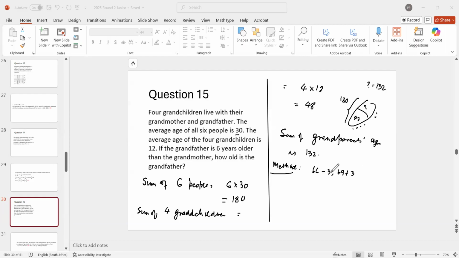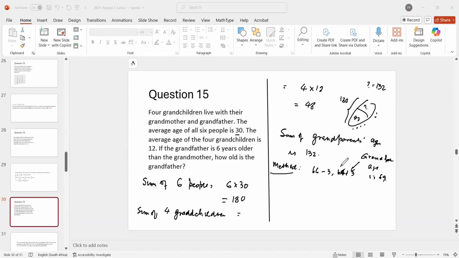They are 6 years apart, so 66 minus 3 or 66 plus 3. Yes, the grandfather is older. So the answer is 69. This is the grandfather's age. If you don't understand where I got this from, I just halve it and look at either side.